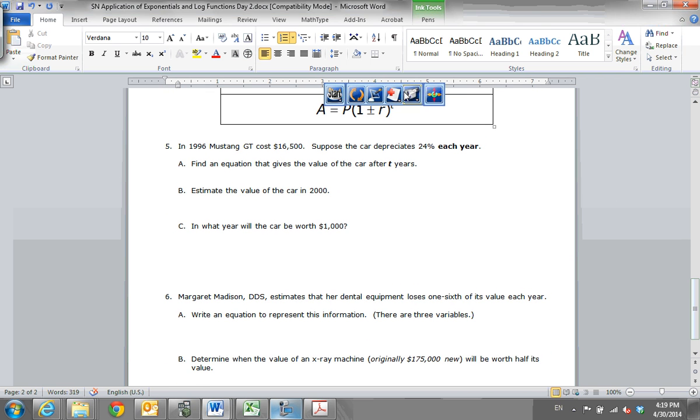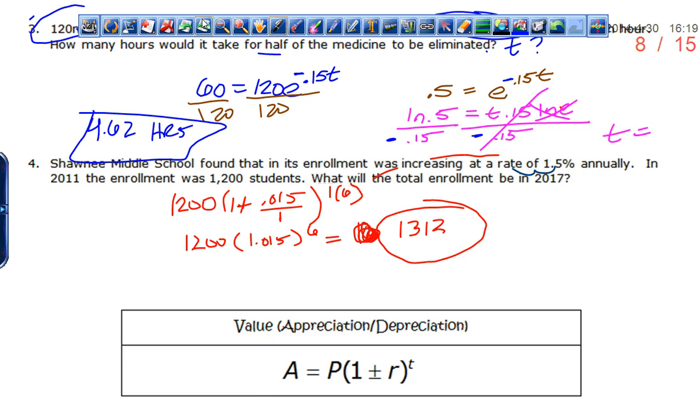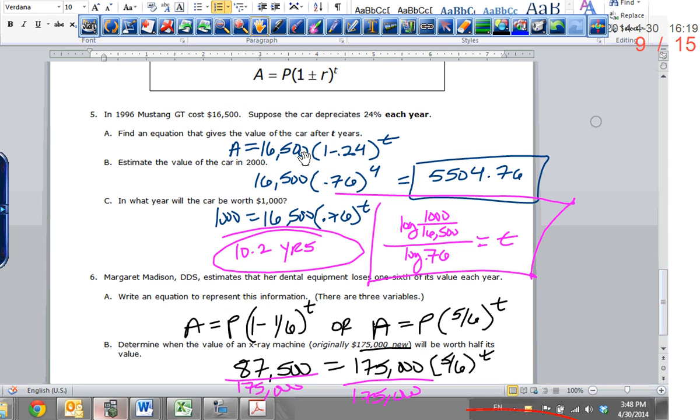It's talking about appreciation and depreciation. So if something goes down in value, that would be depreciating. Goes up in value, that would be appreciating. So we go to 5 and 6 here. 5, we have 16,500 is what it's starting with. It's decreasing by 24%, so minus 0.24. That's actually 0.76 when you do 1 minus that. After 4 years, $5,504.76. C, when will it reach $1,000?